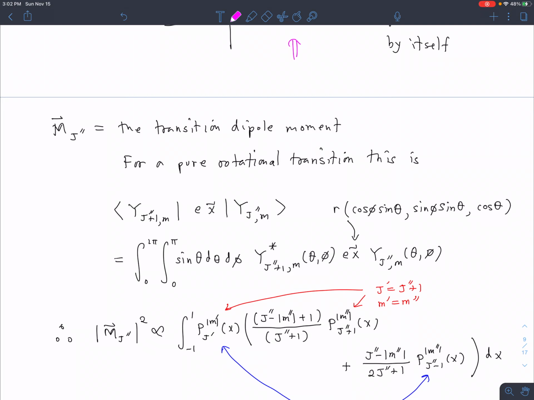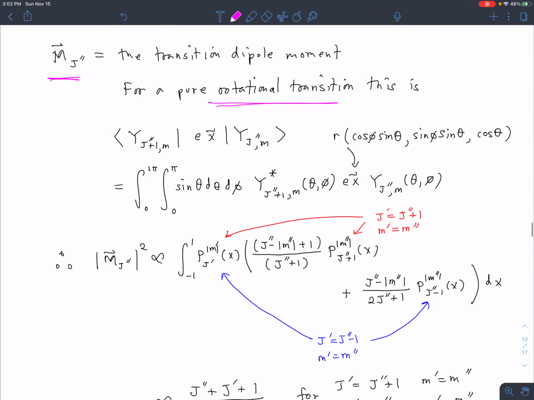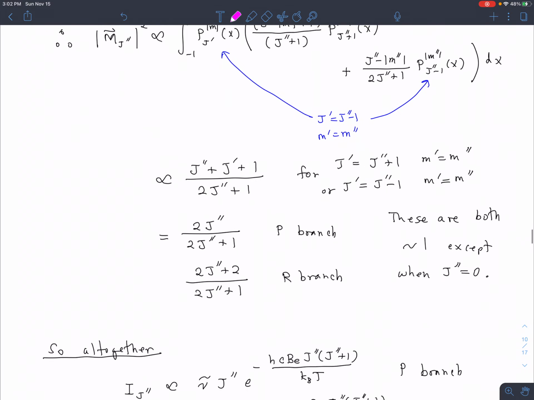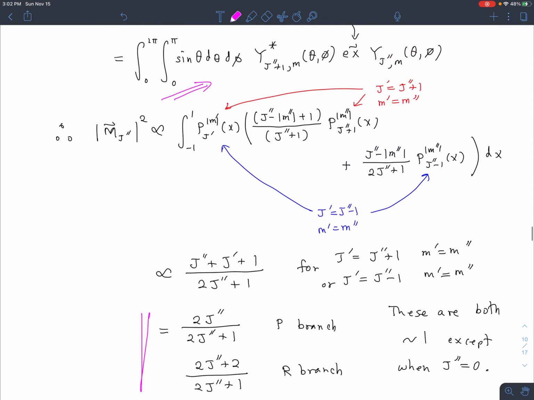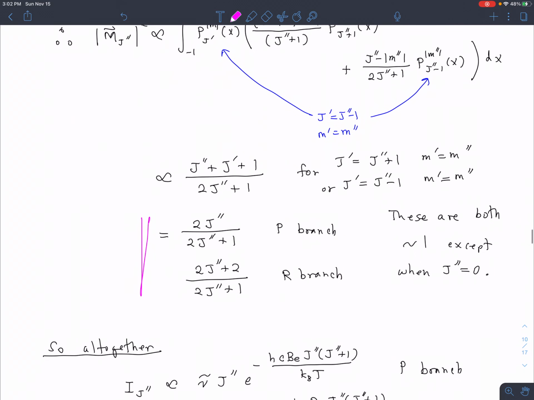M sub j is the transition dipole moment for a pure rotational transition in this case. And that's equal to the wave function for the excited state, a dipole moment operator, the wave function for the ground state, and that turns out to be this integral. And after you do that integral, you get the following expressions. So this is m sub j squared, actually.